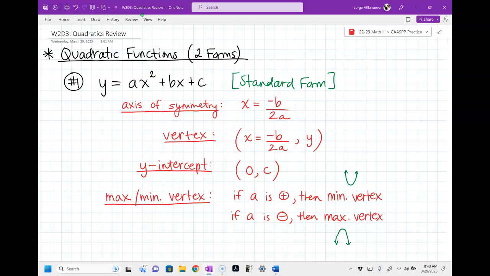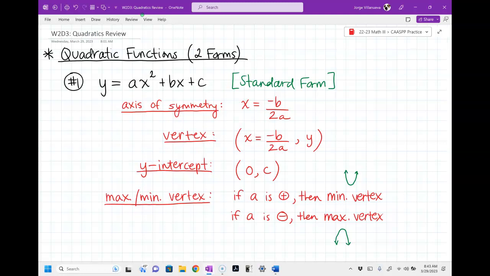It's supposed to be invisible, but that creates a symmetric line for your parabola, because quadratics are parabolas. If they ask you for the vertex, you find your axis of symmetry first, x equals negative b over 2a. And then you plug it into your formula, and that gives you your y value. You can figure out your y value by plugging in your axis of symmetry. So that's how we find our vertex.